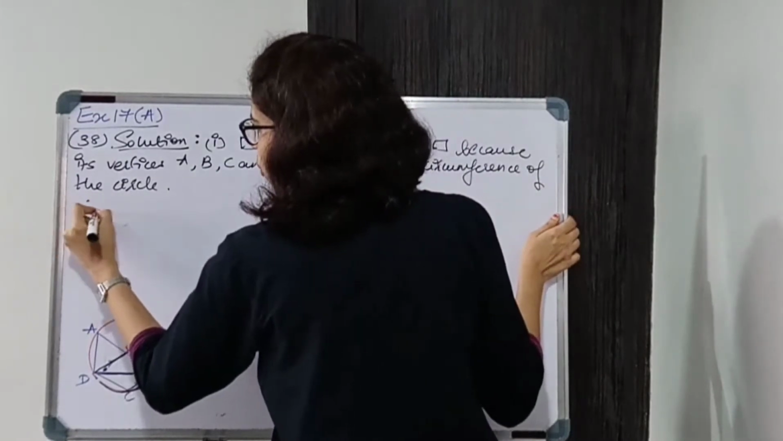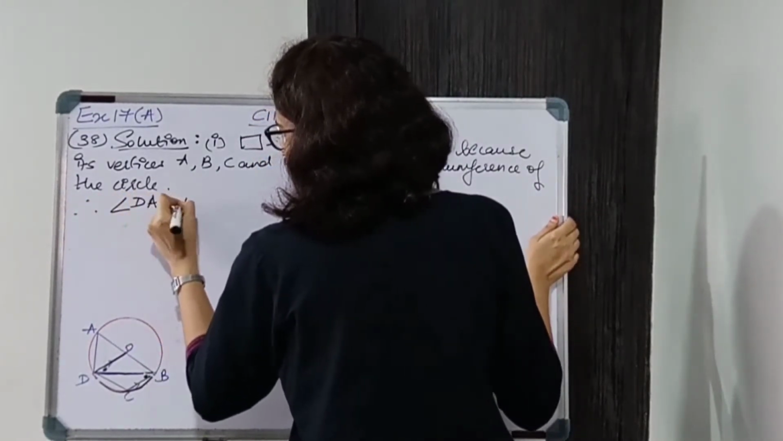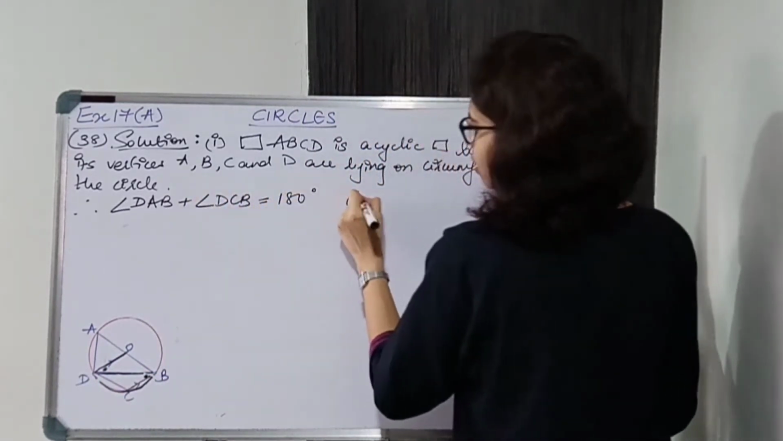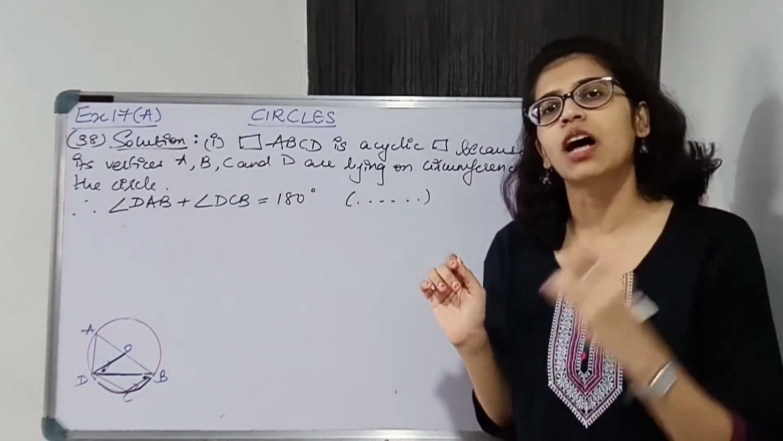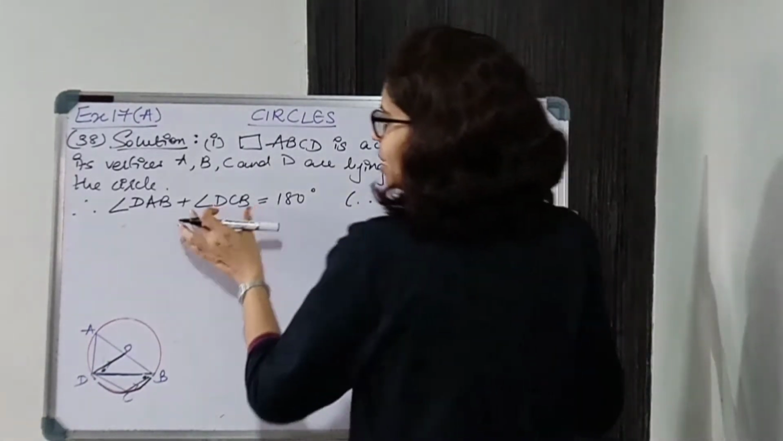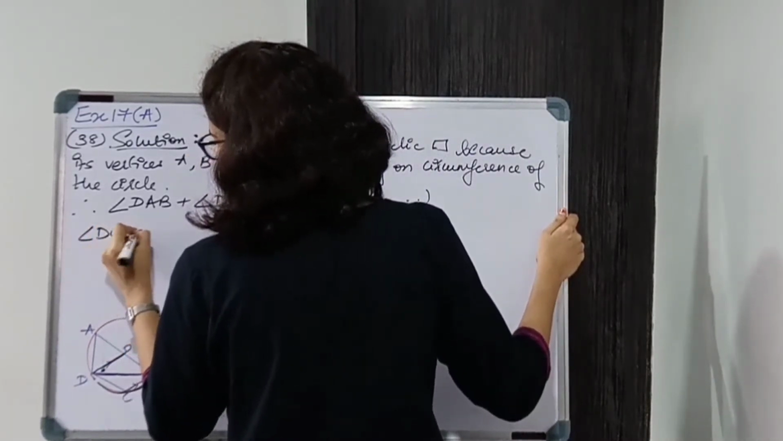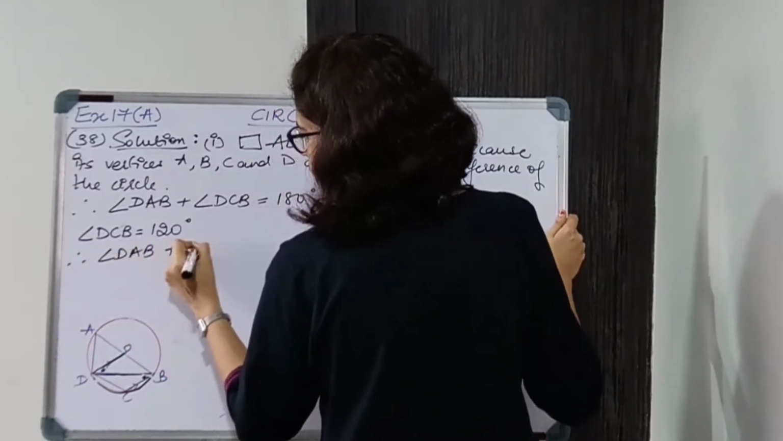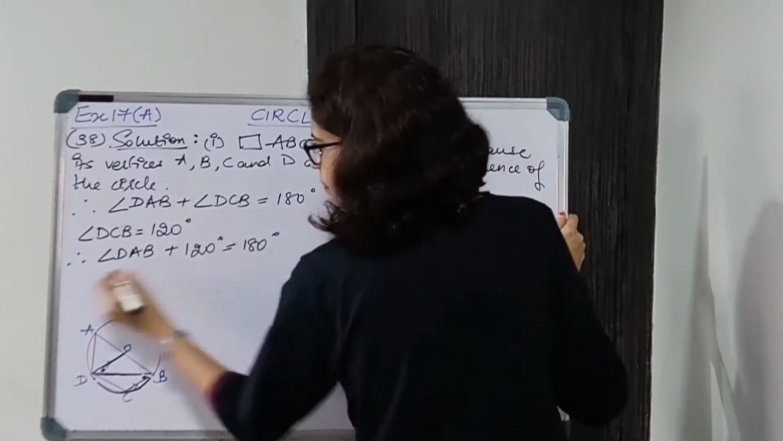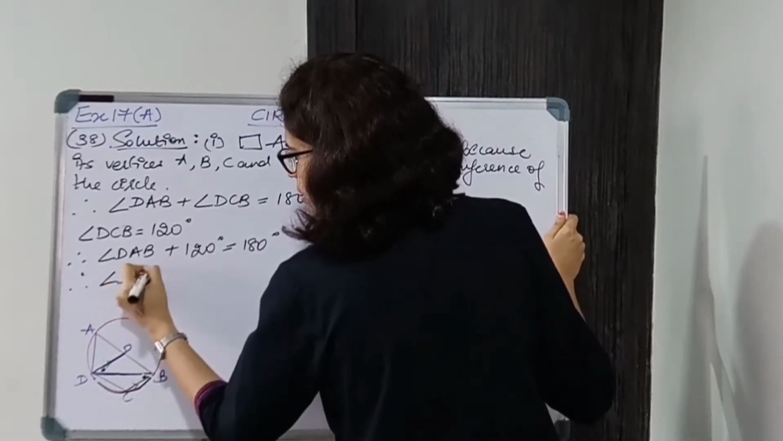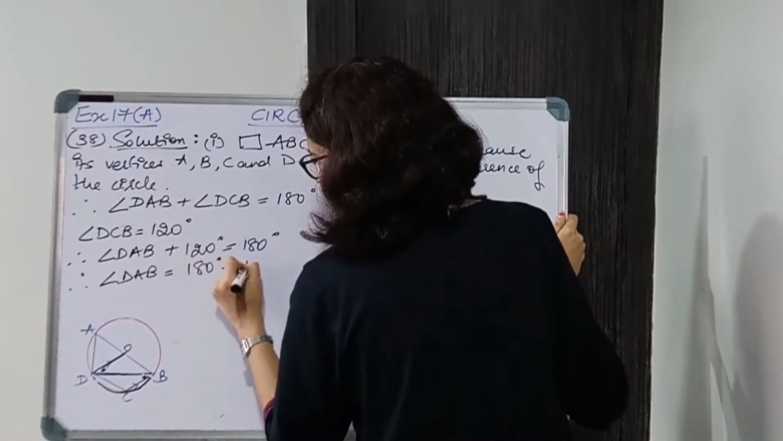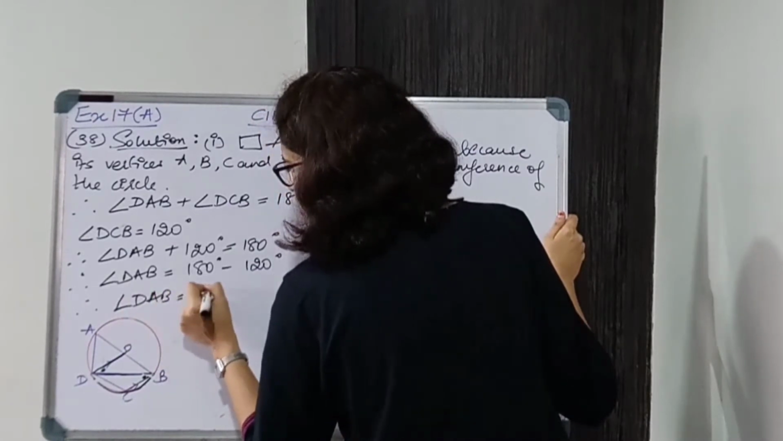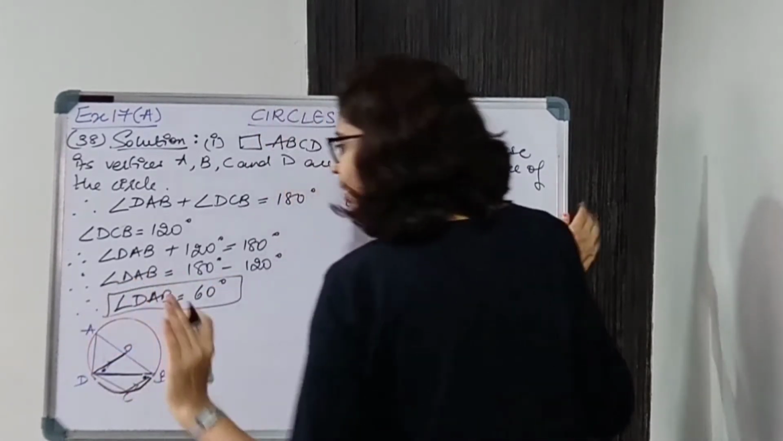So therefore angle DAB plus angle DCB is equal to 180 degrees. Give the reason: opposite angles of a cyclic quadrilateral are supplementary. Now we know the value of DCB. Angle DCB is equal to 120 degrees. Therefore angle DAB plus 120 is equal to 180. So angle DAB is equal to 180 minus 120. So therefore angle DAB is equal to 60 degrees. Okay, so we got the first part.